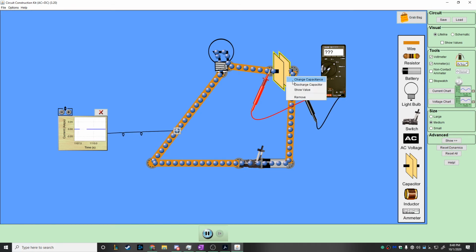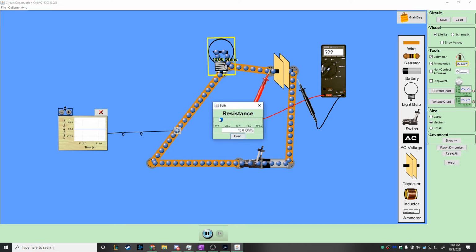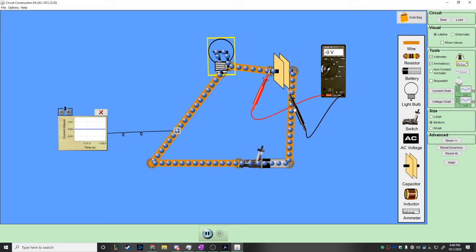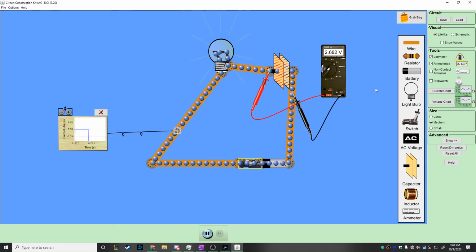And then we wanted to change the capacitance. We want to leave it at maximum. And then now we want to change the resistance to about 40 or so. Okay, now let's watch to see how long it takes. A little bit slower, right?